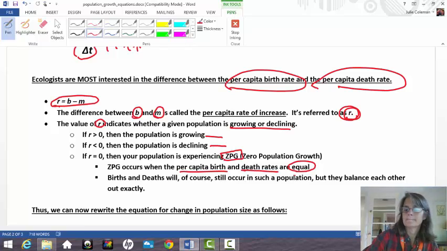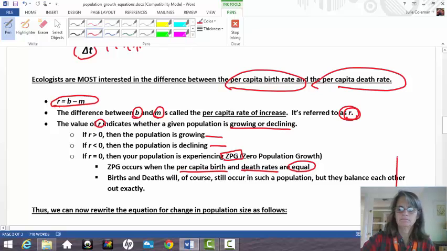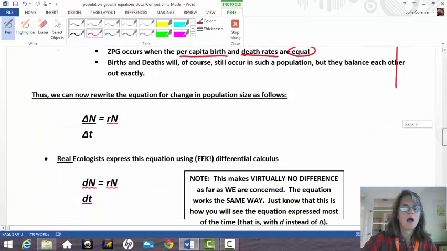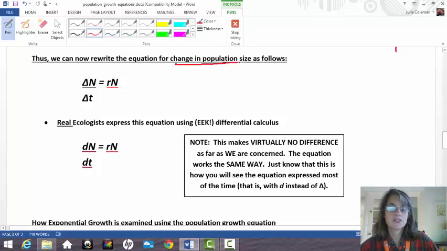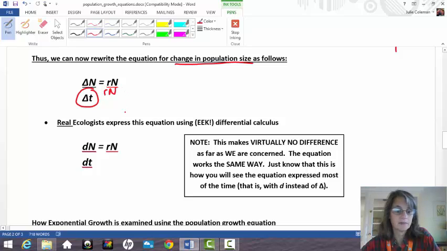Now we can rewrite this equation for change in population size as follows. We can rewrite it as change in the number in our population over a certain period of time is equal to that little r times the total number in your population, okay?